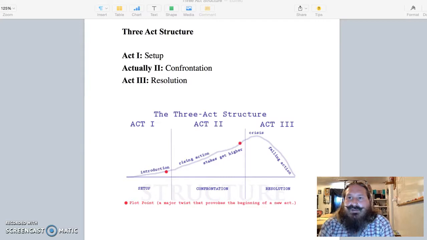In the second act, stakes escalate. If the hero is on the fence or confused about what he or she should do, then something must happen by the midpoint of the script to make his goal clear. As you can see in the diagram, in Act 2 we have what's called rising action. Rising action is what basically makes a solid second act.